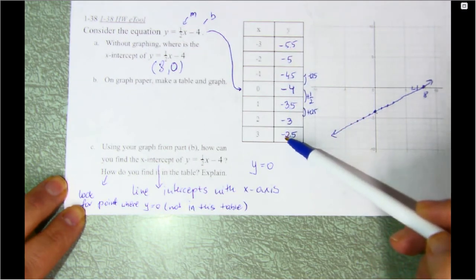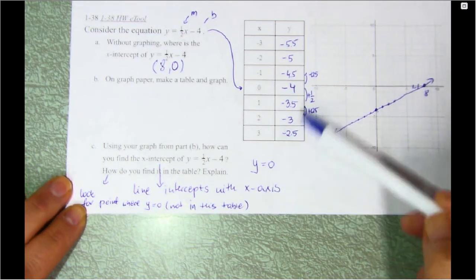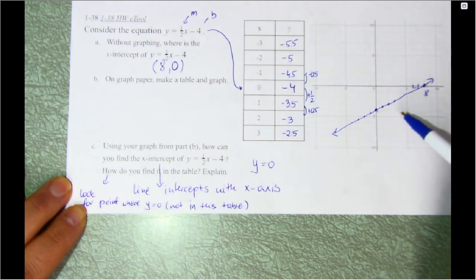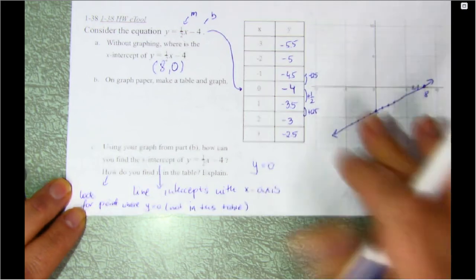And that's how you're going to find x-intercept. It's not on our table because my table is not long enough to do this. So we'll have to extend this table a little bit longer.